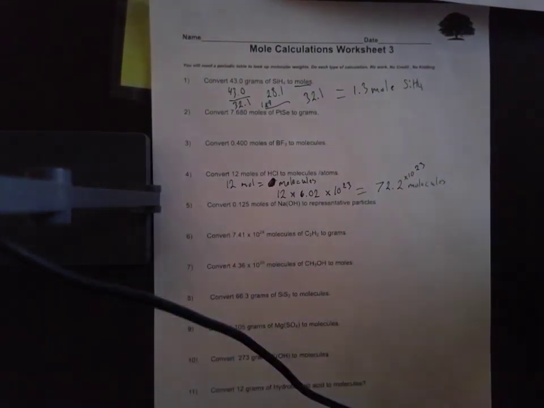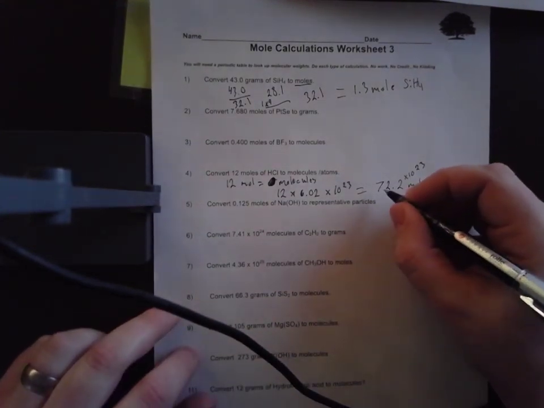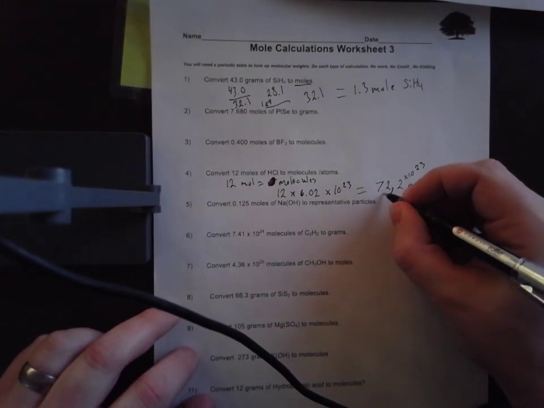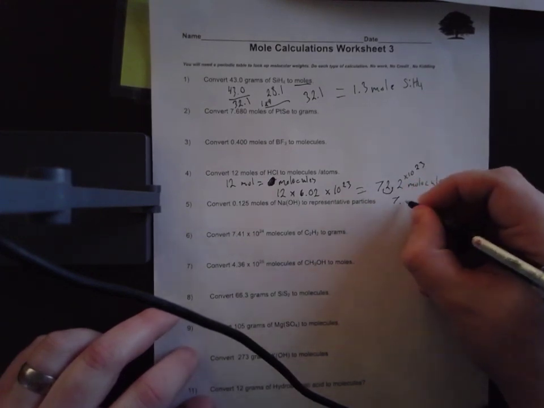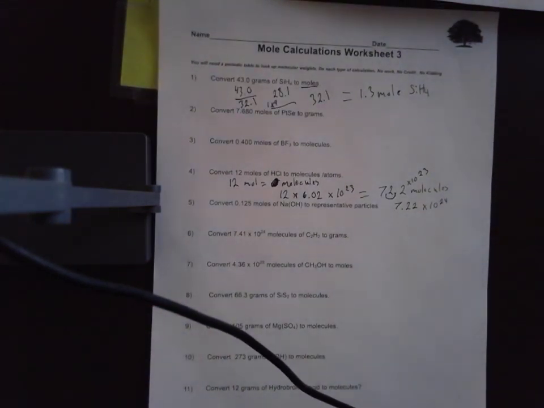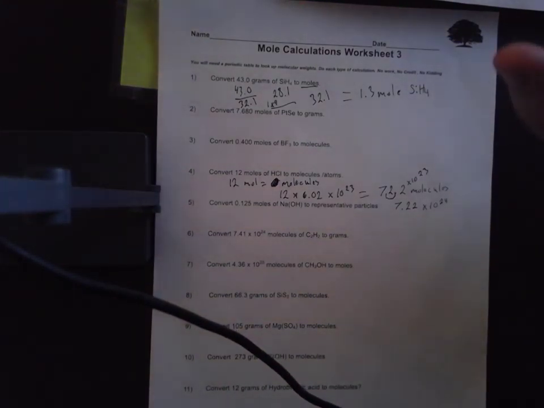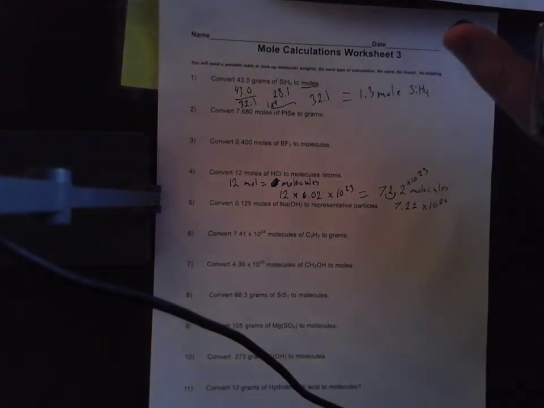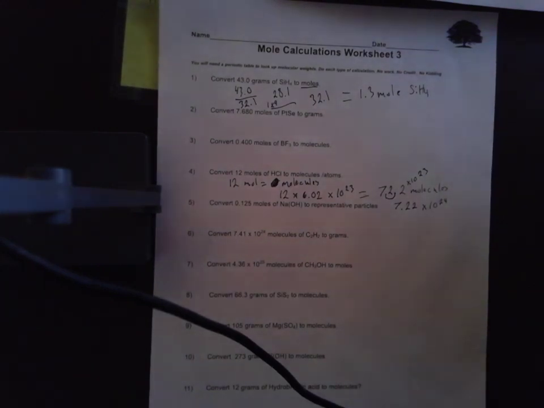The only problem is if we're doing scientific notation, we have to make sure there's only one number in front of the decimal. So we'll move this over. That makes it 7.22 times 10 to the 24th. Particles are going to be one of the easier ones because all you have to do is use that Avogadro number, as long as you have scientific notation. It's to the 24th now because you changed it.